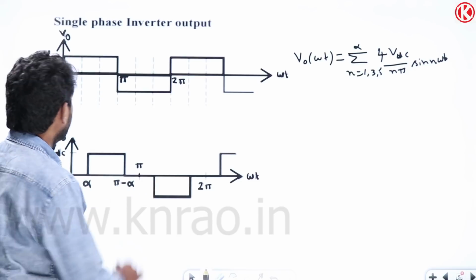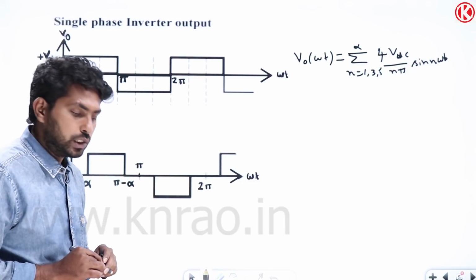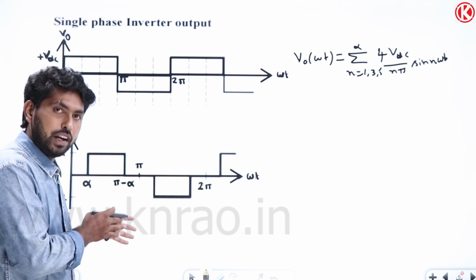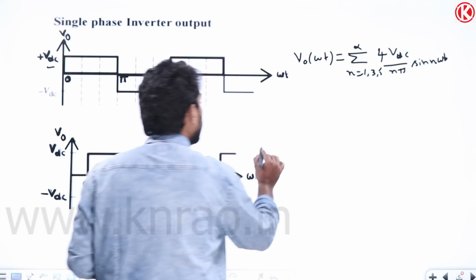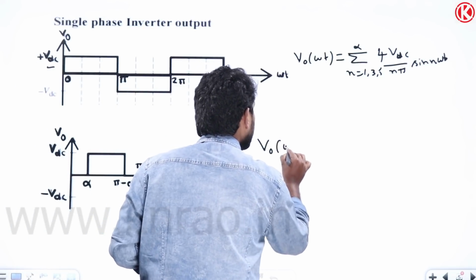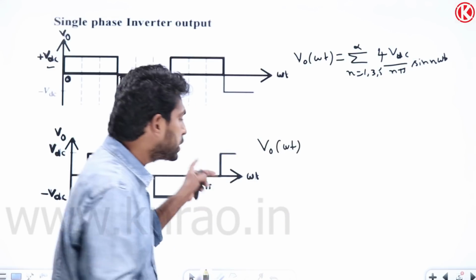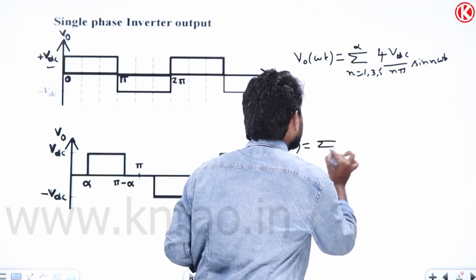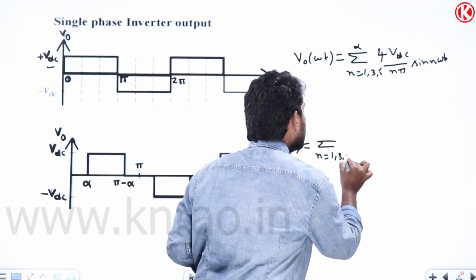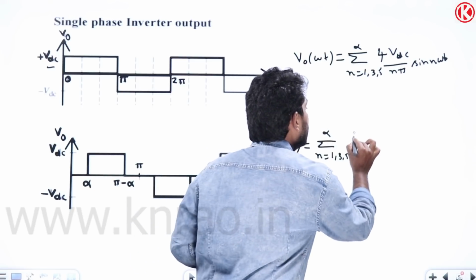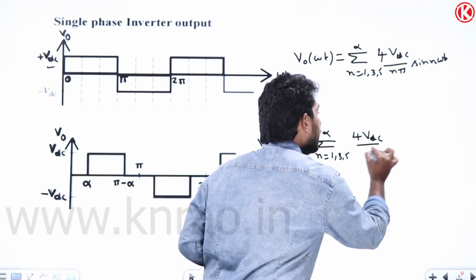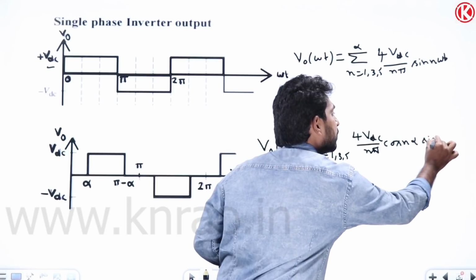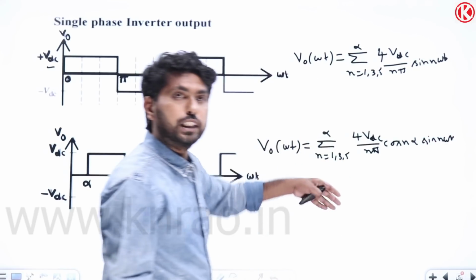Here it will be the single pulse PWM output. We will see it in further lectures, but observe that this expression we have derived already. And this is the single pulse PWM output. What is the expression here? You know the expression, right? You can write it for this. V naught of omega t equal to sigma n equal to 1, 3, 5 to infinity, 4 VDC divided by n pi into cos n alpha into sine n omega t. So now you got the expression for these two.